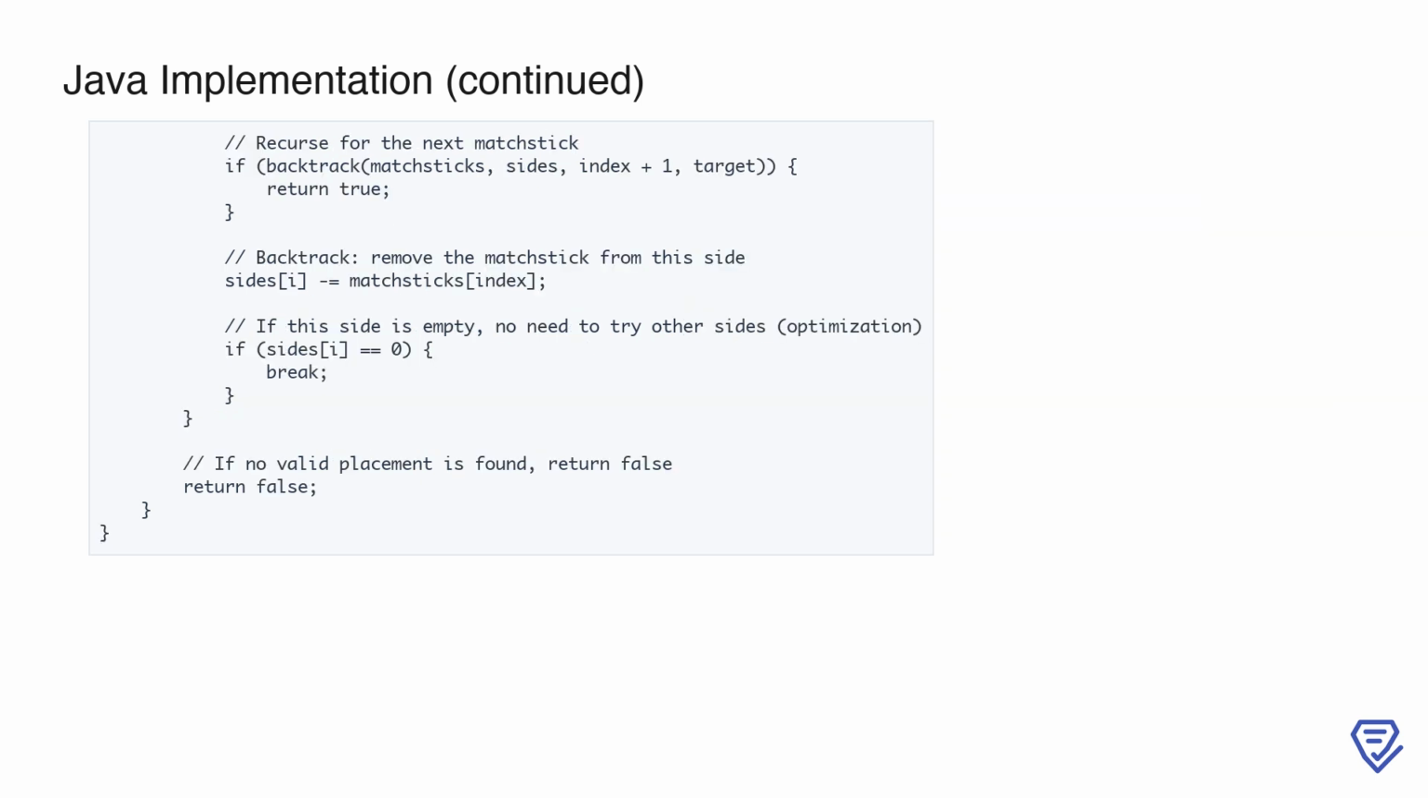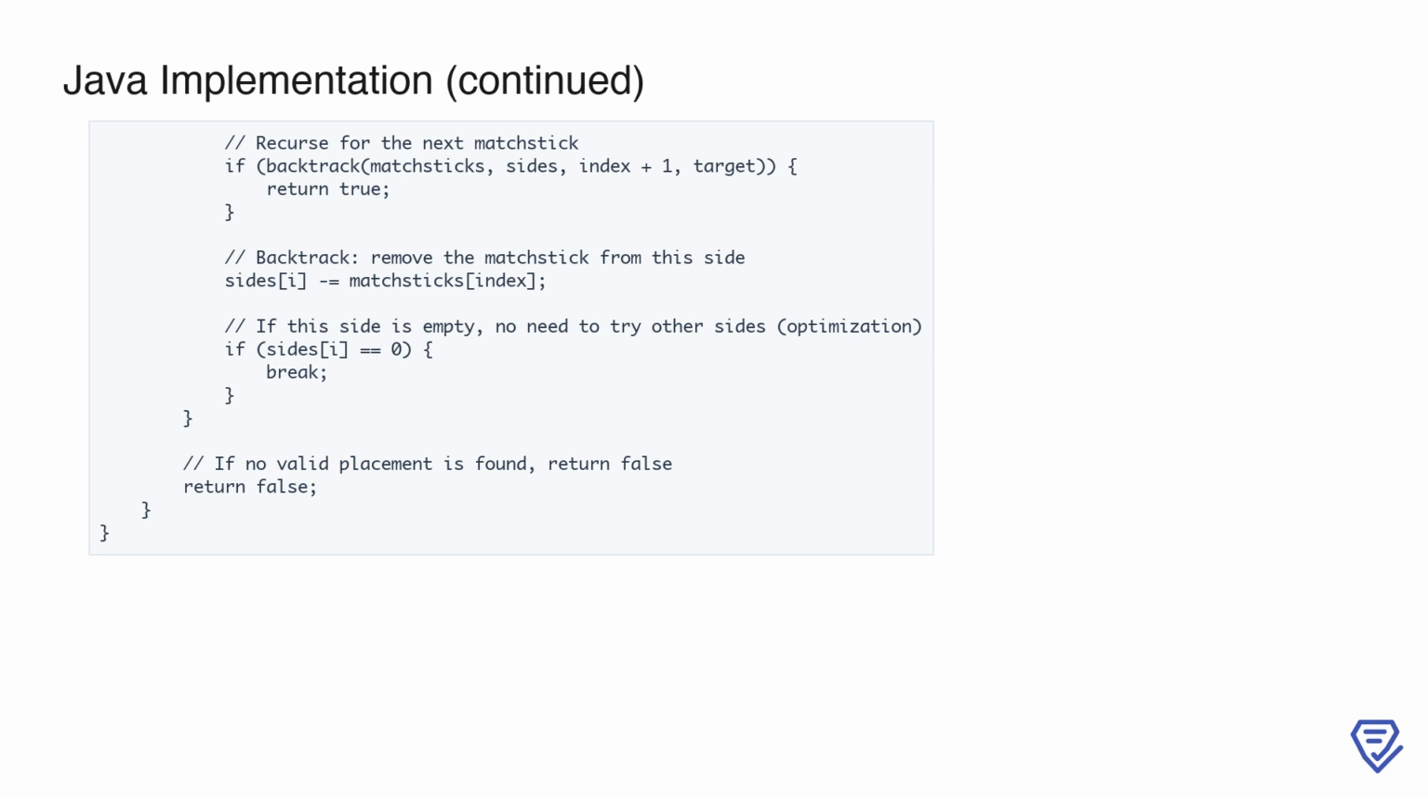Continuing with the backtracking process, once we place a matchstick on a side, we recurse to try the next matchstick. If the recursive call returns true, it means we successfully formed a square, so we return true as well. However, if the placement doesn't lead to a solution, we backtrack by removing the matchstick from that side, undoing the addition. This allows us to explore other possibilities. Additionally, we optimize the search by breaking out of the loop if the current side is empty after removing the matchstick, since trying other sides in the same state would be redundant.